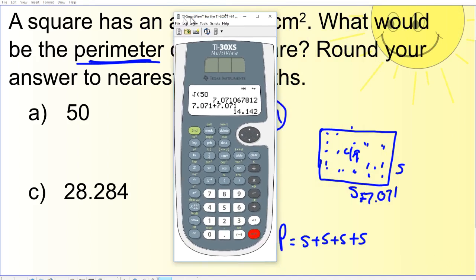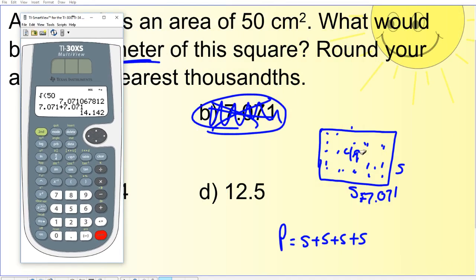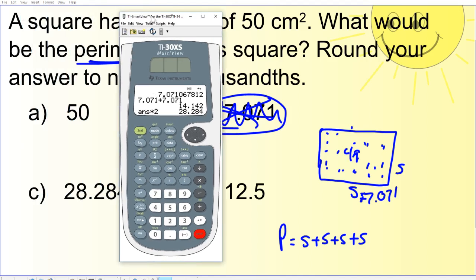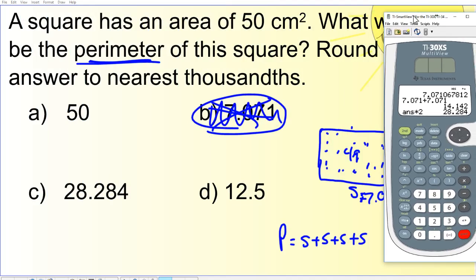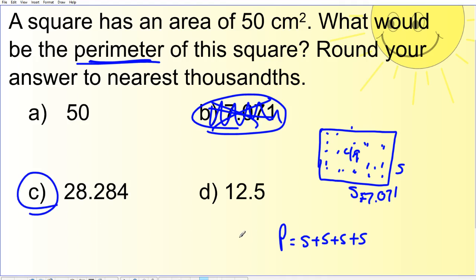The problem here is that some people, when they try to find the perimeter of their square, instead of adding all 4 sides like you should do, they only add the 2. This is only half of the perimeter. You only added 2 of the sides of the square. You need to add all 4. So if you double that, if you take that times 2, 28.284. Do we see that somewhere? Yeah, we do. Right there, letter C. That is the perimeter of the square.